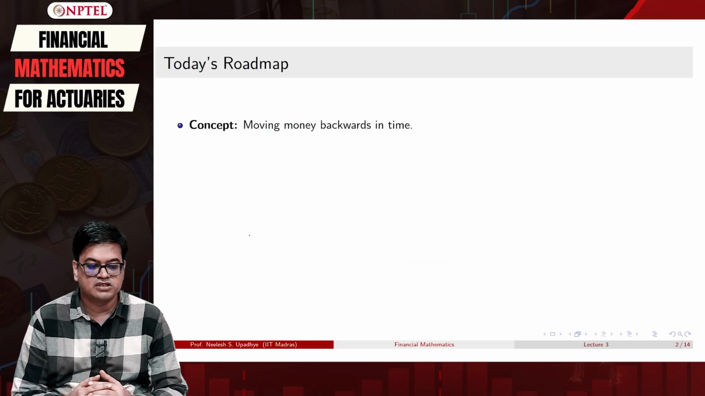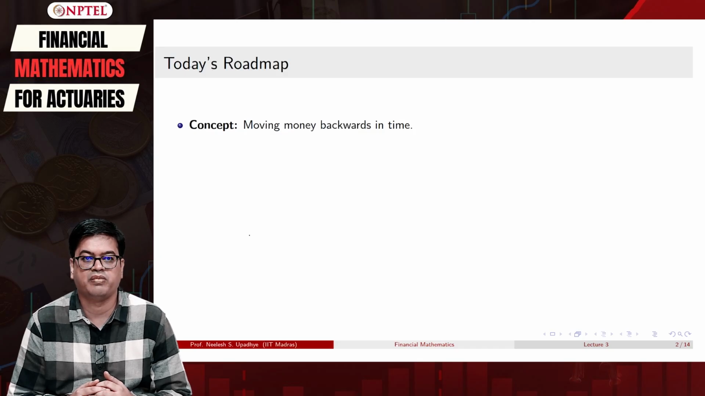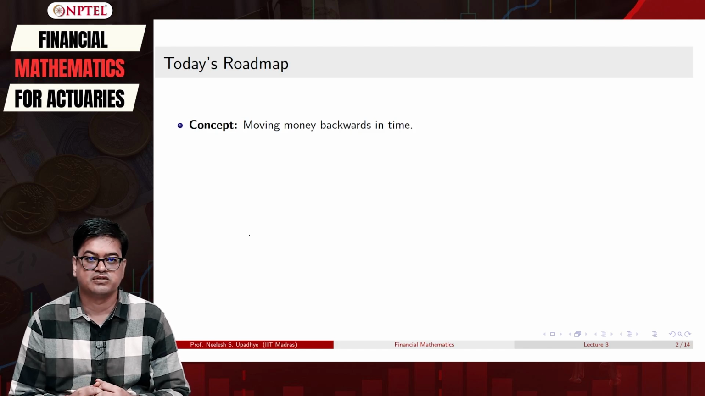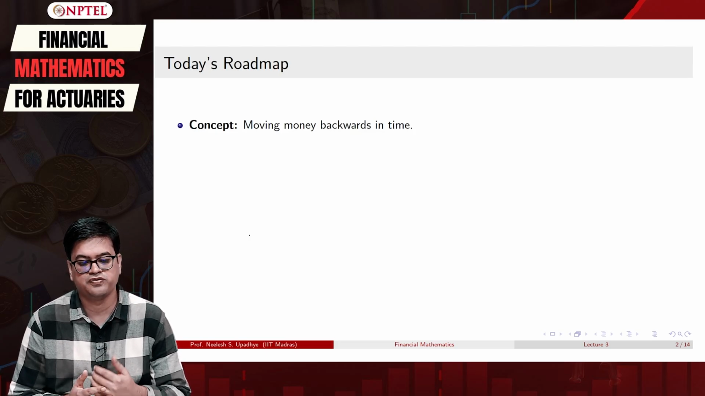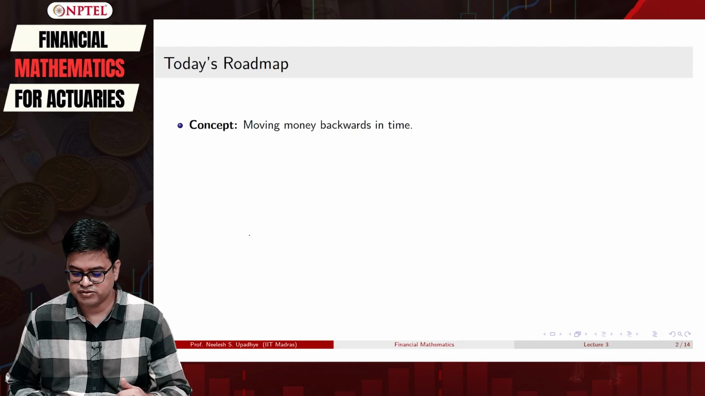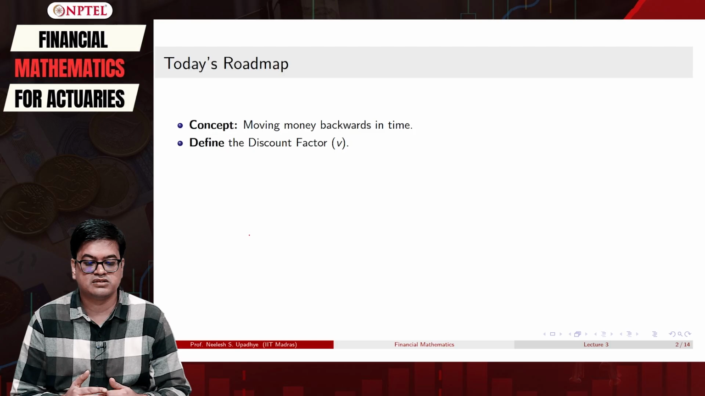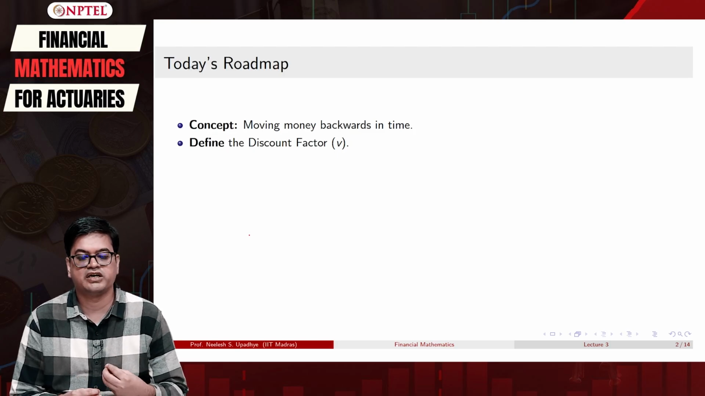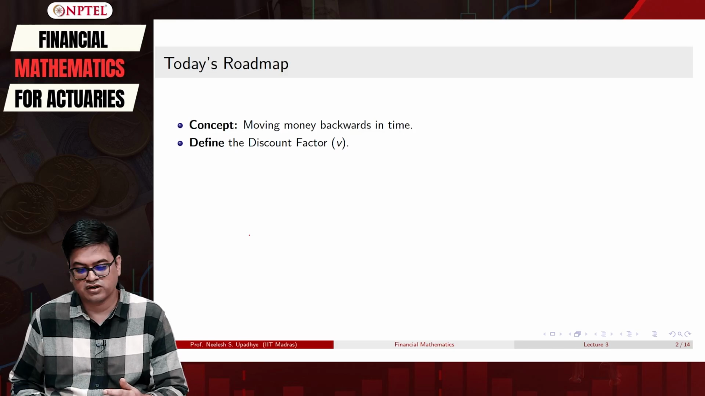So first, the concept that we are going to talk about today is we are moving money backward in time. We also have mentioned clearly that money has a time dimension. So in time dimension, we are always respecting the time value of money. So how the money behaves if we move backwards in time, that's what we will look into in today's video. In order to define this backward movement, we need a feature called discount factor. So we will define that feature of discount factor.